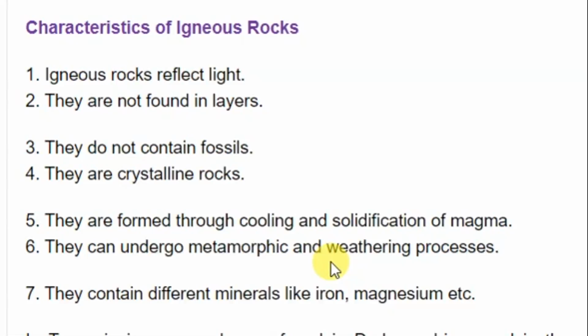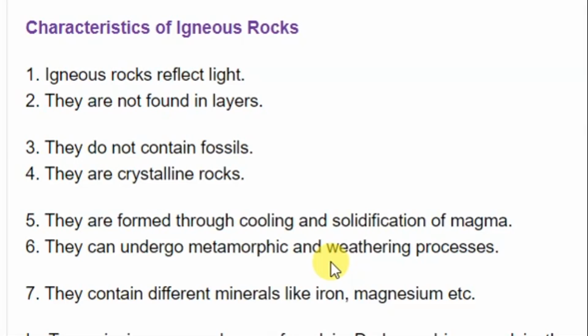You may notice that some stones, when you just look at them, are stone but they reflect light. It is stone, white stones that reflect light. That is igneous rock. They are not found in layers. Igneous rock has no layers, it is together. They also do not contain fossils. That is also a difference from the other types of rock.